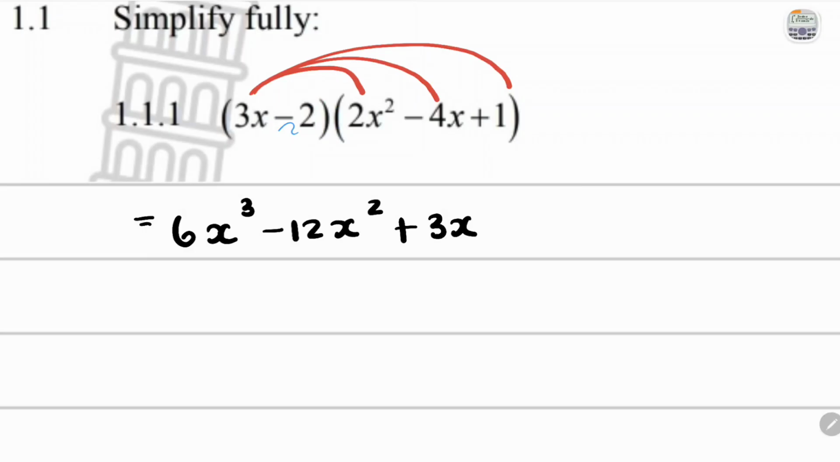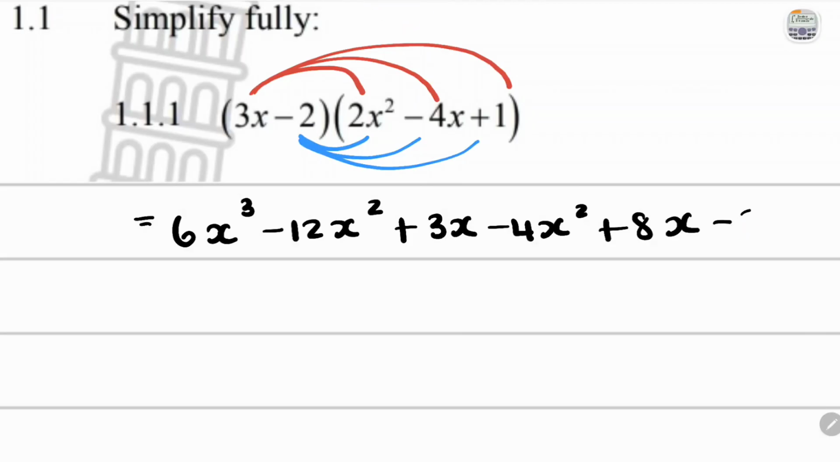Then we're going to multiply the negative 2 with every other term here. So the idea is just make sure that everything multiplies with everything. Negative 2 times 2x gives you negative 4x squared. Okay, that has a squared. And then negative 2 times negative 4 gives you positive 8x. And then negative 2 times positive 1 would give you a negative 2.